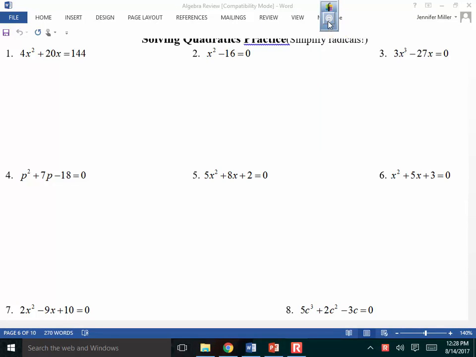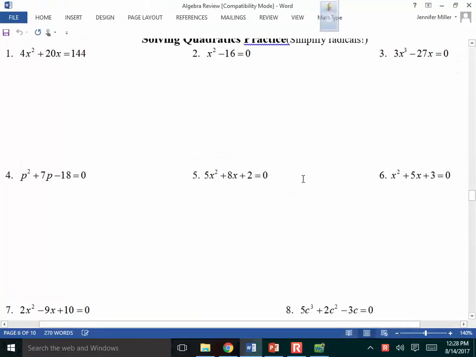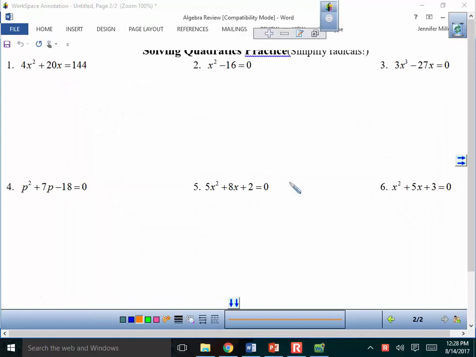We're going to use the trinomial method here. So let's see if we can find two numbers that multiply to give us 10 and add to give us 8. Can you think of those two numbers? Anyone think of those two numbers? 5 and 2 would give us 10, but 5 plus 2 is what?